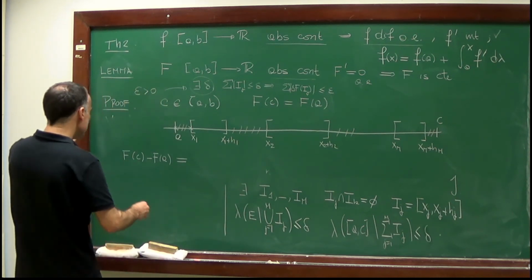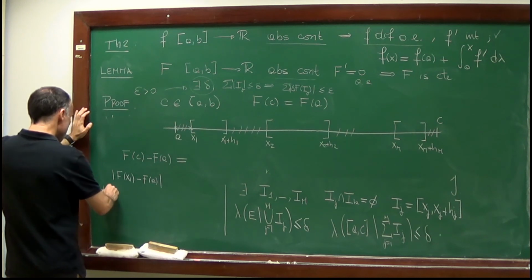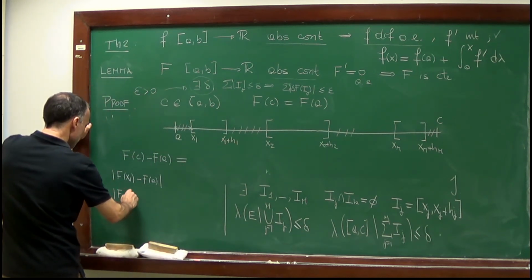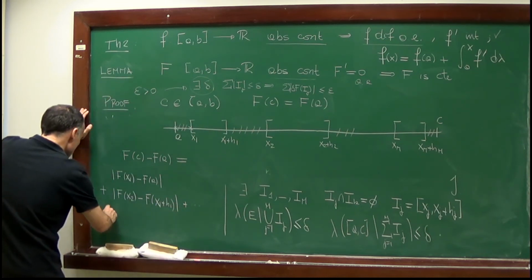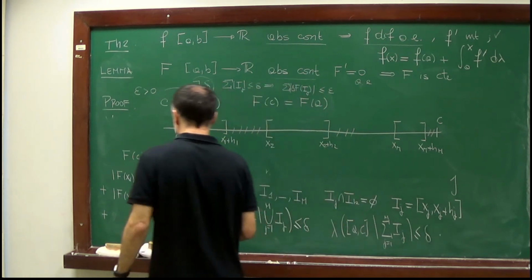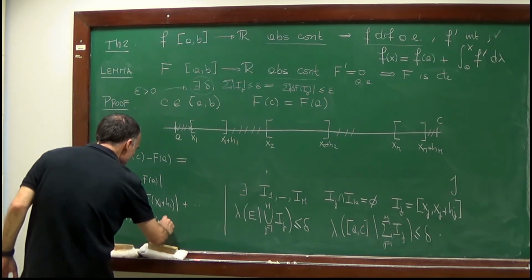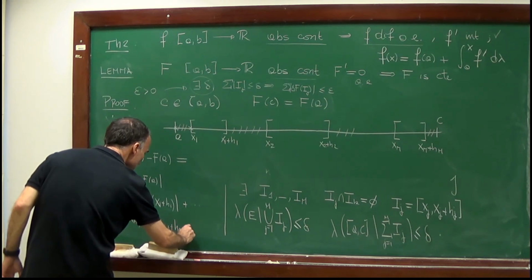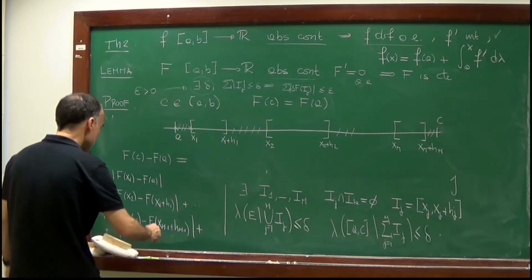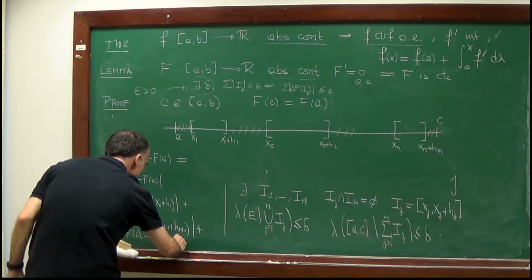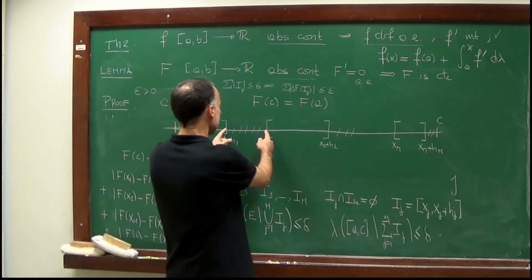So what I know is that if I take f(x1) minus f(a) plus f(x2) minus f(x1 plus h1), plus the last one will be f(xm), right, minus f(xm minus 1 plus hm minus 1). And plus the last one, which is f(c) minus f(xm plus hm). Okay.